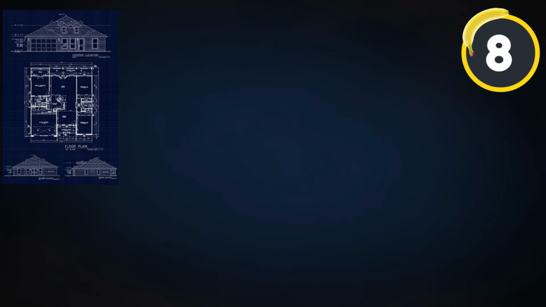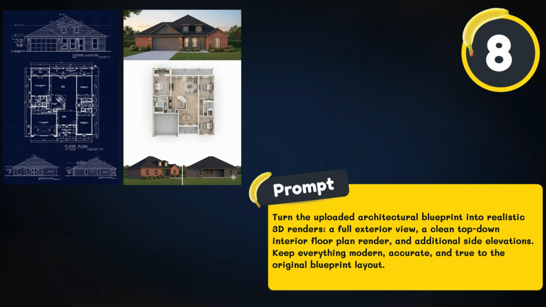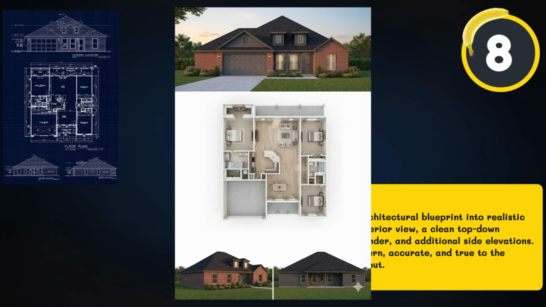In this example, we take a simple architectural blueprint and turn it into fully rendered 3D visuals, the kind of presentation you would normally expect from a professional architectural studio. Nano Banana Pro only needs the blueprint image. From that one input, it automatically produces a front exterior render, a clean and realistic top-down 3D floor plan, and additional side and rear elevation renders.